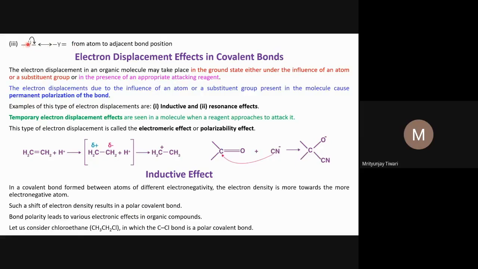Now the third type of electron movement is the movement of electrons from an adjacent atom to the bond position. This means from this atom to this bond position. So this atom is having a lone pair, and now this lone pair of electrons may move to this atom. And if it moves to this atom, what will we have? This bond will become a double bond, and the lone pair will vanish, because it is no longer a lone pair. It has become a bond pair, so there is no lone pair on this atom.